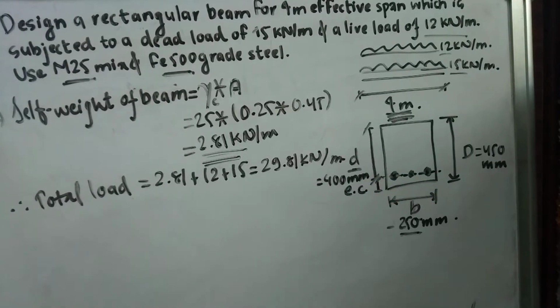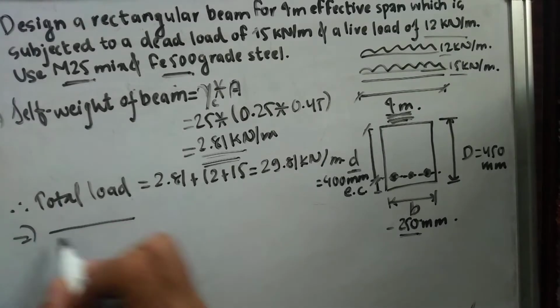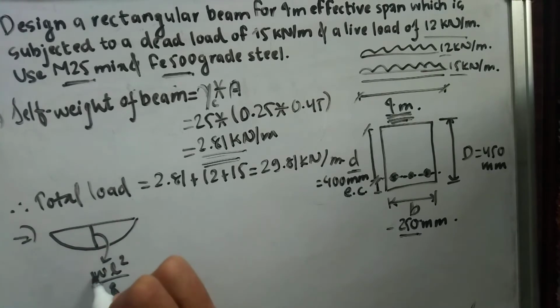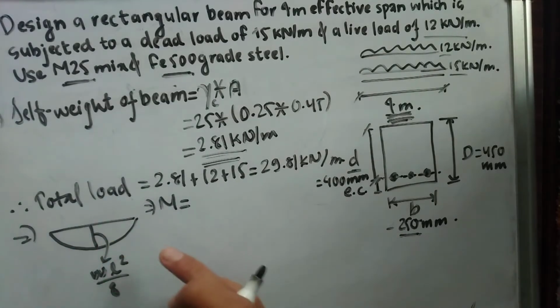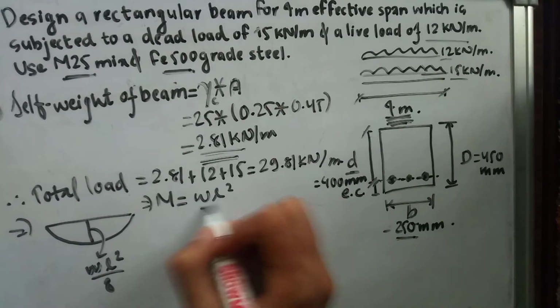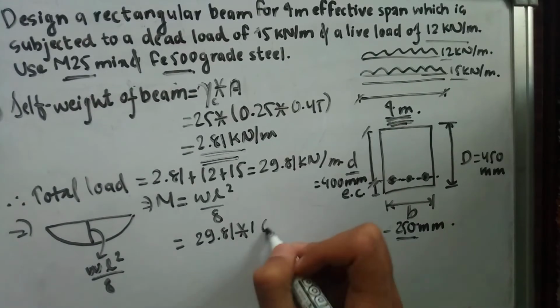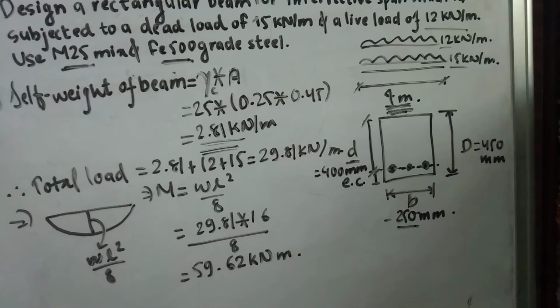So this is our beam, our normal beam. What we have learned is that the maximum bending moment M is equal to WL square by 8, where W is our load. In the place of W, I am going to place 29.81. Our value of L is 4. 4 square is 16, divided by 8. On multiplying this, the value of maximum bending moment is 59.62 kilonewton meter. So we got our value of maximum bending moment as well.